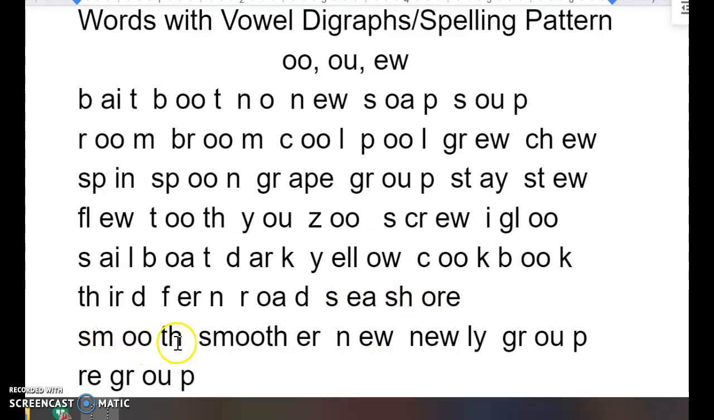Sm, oo, th, smooth. Smoother. N, ew, newly. Gr, oup, group. R, e, gr, oup, regroup.